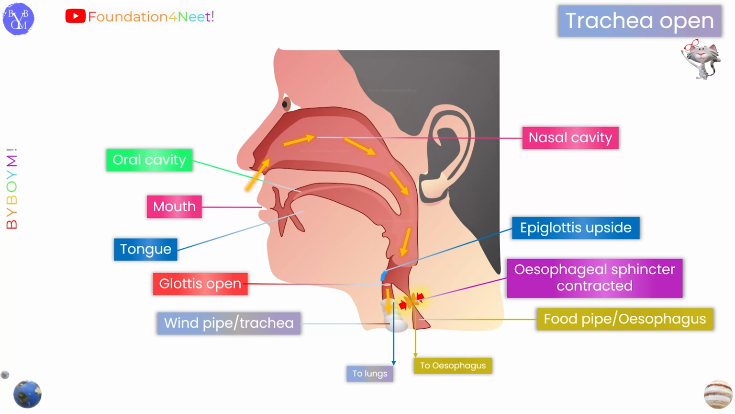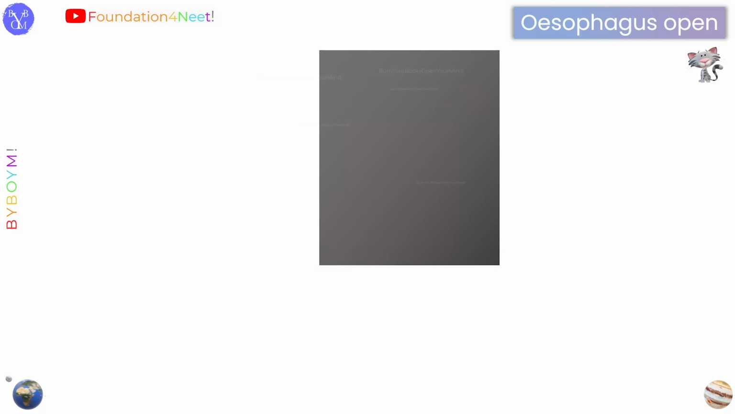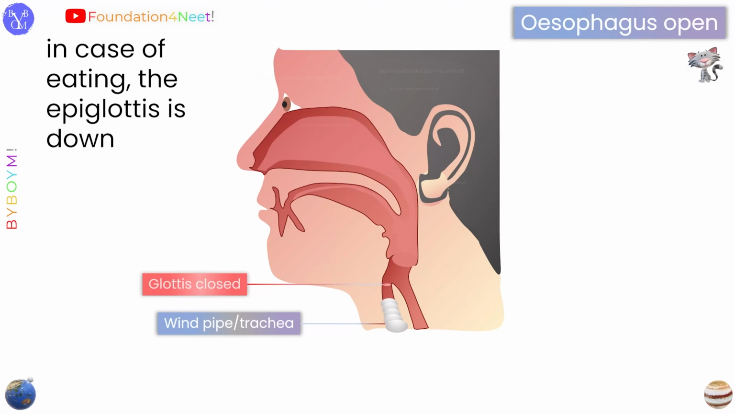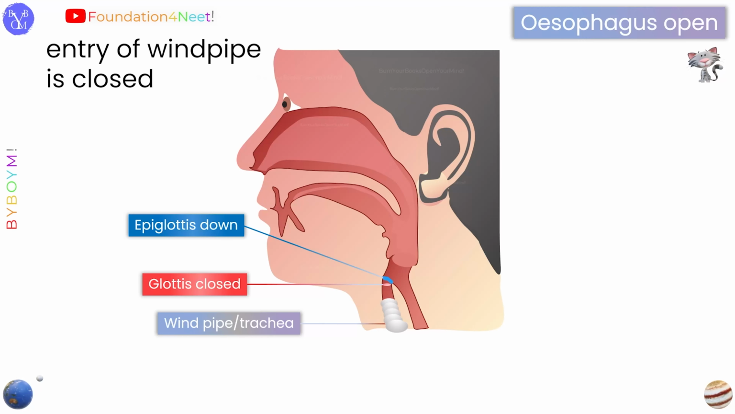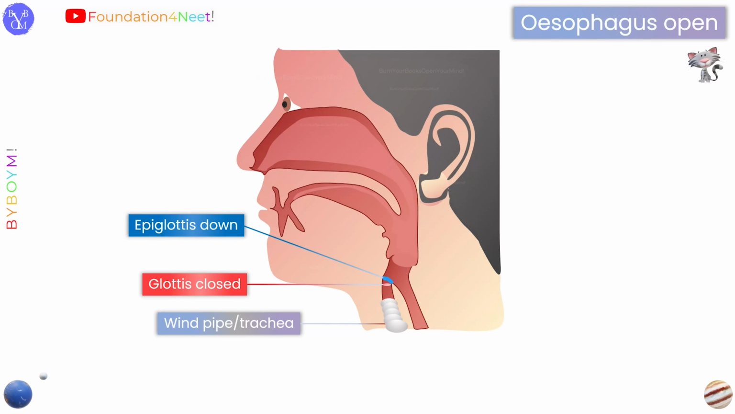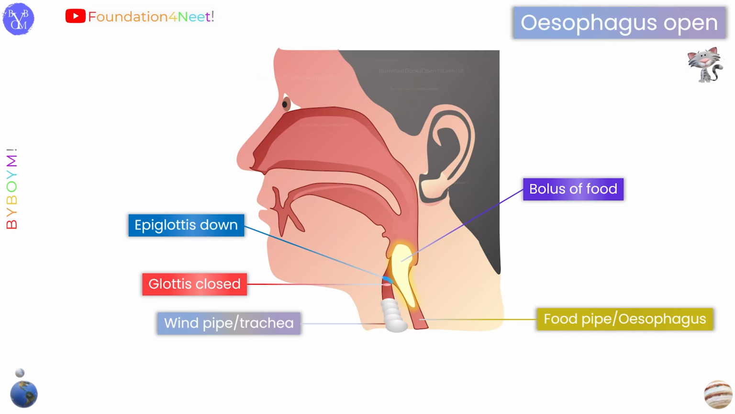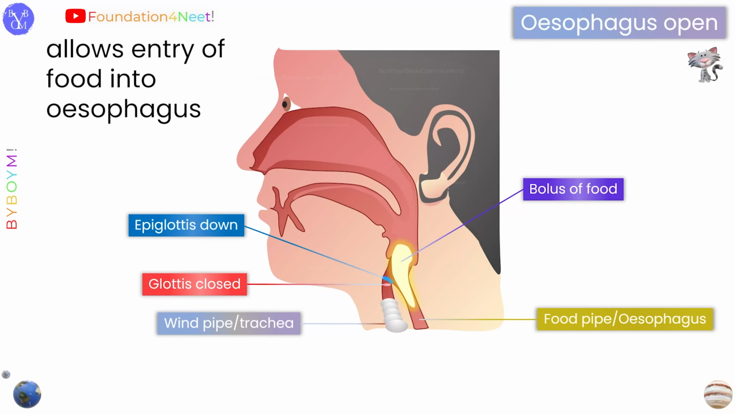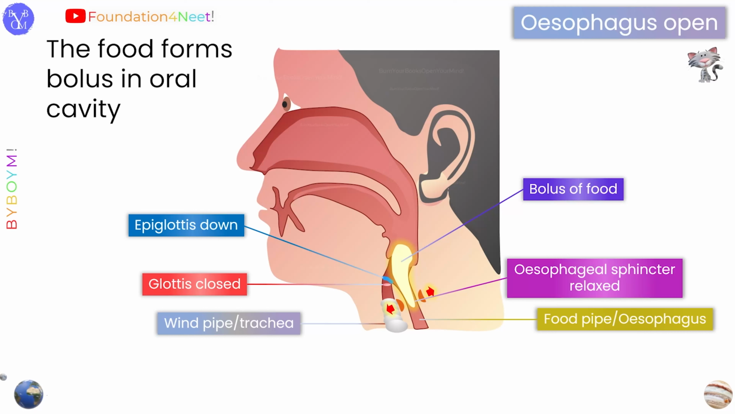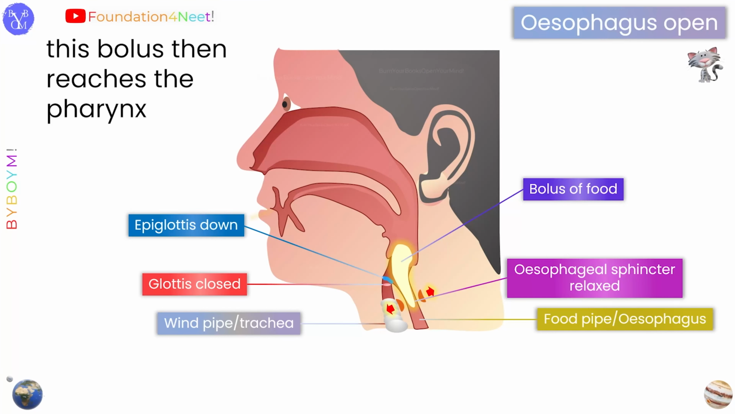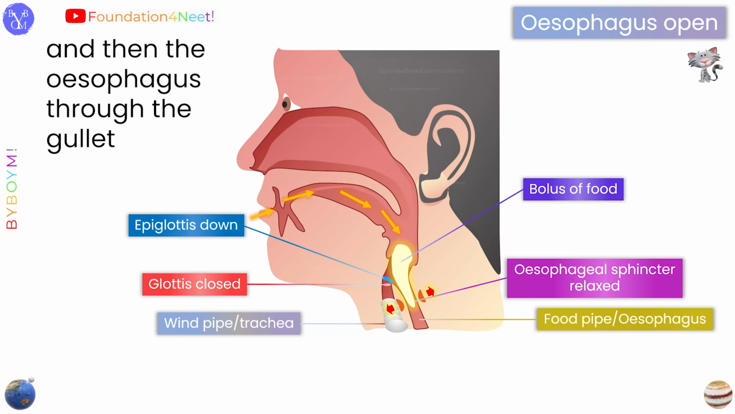Now talking about the second case, when you are eating food and the esophagus is open. In the case of eating, the epiglottis is down and the entry of windpipe is closed. On the contrary, the esophageal sphincter is relaxed and allows the entry of food into the esophagus. The food forms bolus in the oral cavity after mixing with saliva. This bolus then reaches the pharynx and then the esophagus through the gullet.